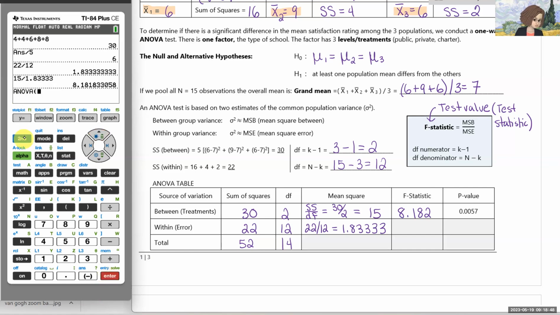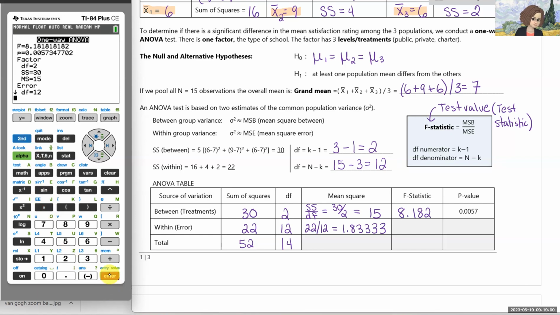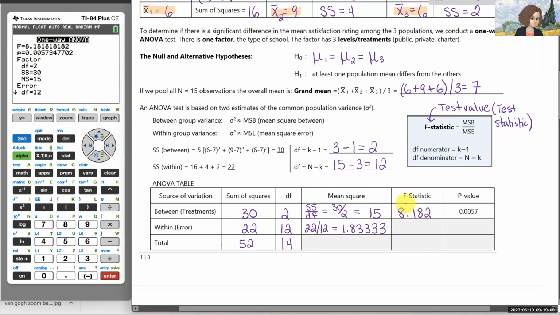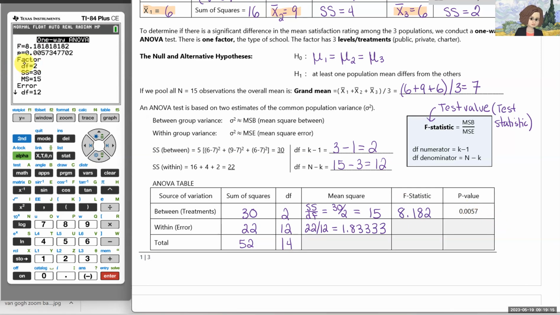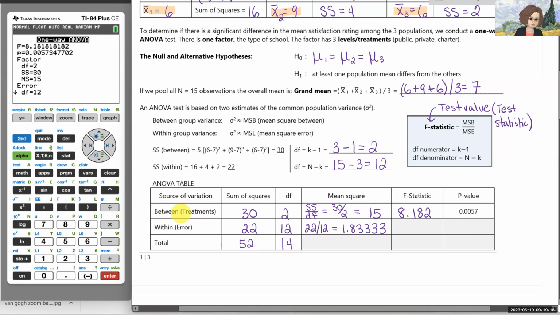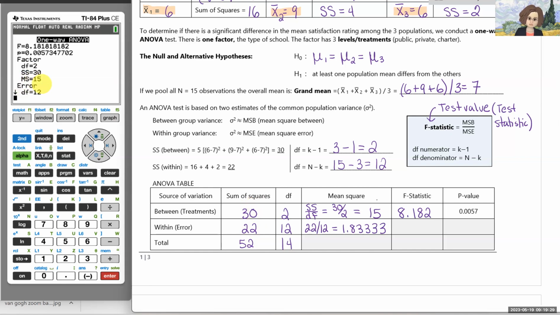So it's on the home screen. And then I'm going to tell the calculator I put my data in L1, L2, L3, and then enter. And at the top, you'll see your F statistic. I know we did a lot of work to get that by hand, but now we can move forward and get our calculator's help. The p-value there is reported. And where it says factor, that's talking about the different treatments. So this is the between group variation information. So that degrees of freedom 2 we had, and then the sum of squares was 30, and MS stands for the mean square, and that's 15.